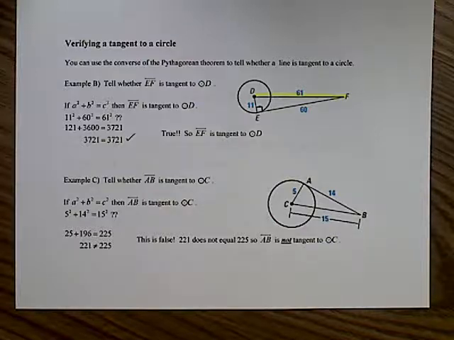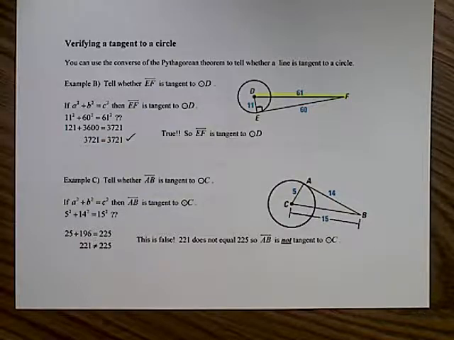In this last video, we are going to talk about how we can use tangents of a circle. The first is verifying that a segment or a line is in fact tangent to a circle. And in order to do that, we are going to use the converse of the Pythagorean theorem.